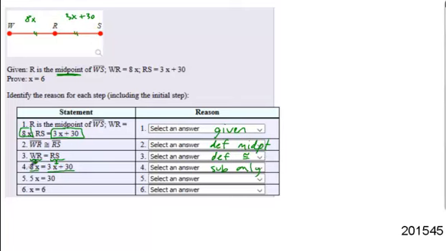So when I move from statement 4 to 5, what did I do to both sides? Subtract 3x from both sides, so subtraction property. And then to solve 5x equals 30, to solve for x, I do what to both sides? Divide by 5, so division property closes this out.